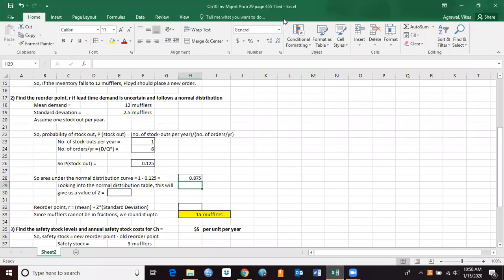So I just want to make sure that I'm sharing the screen. Okay, so my z value becomes 1.15 here.